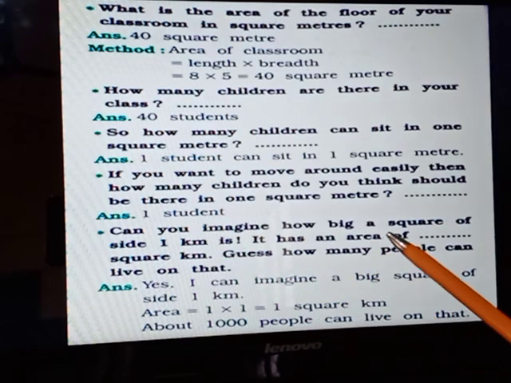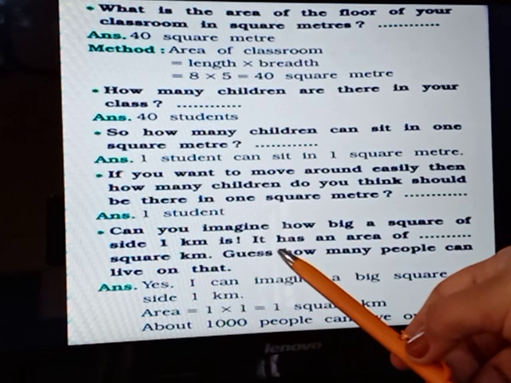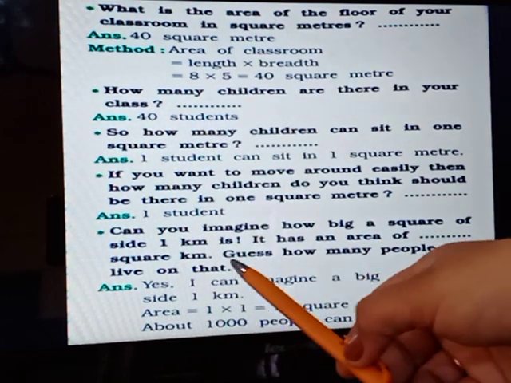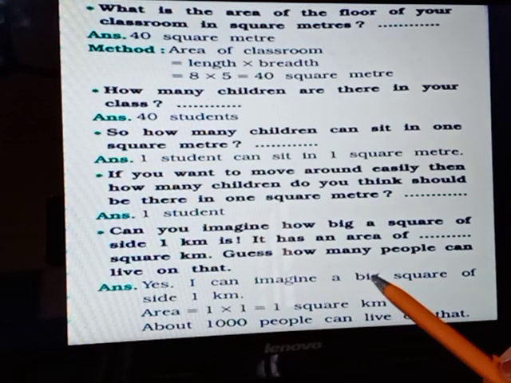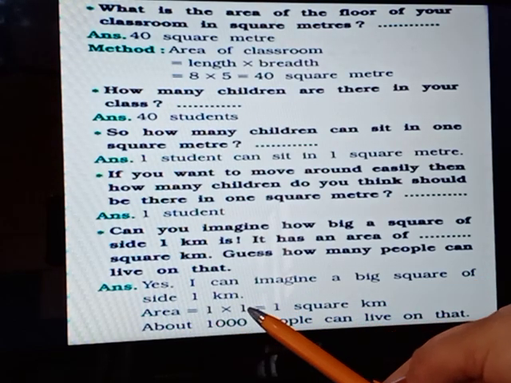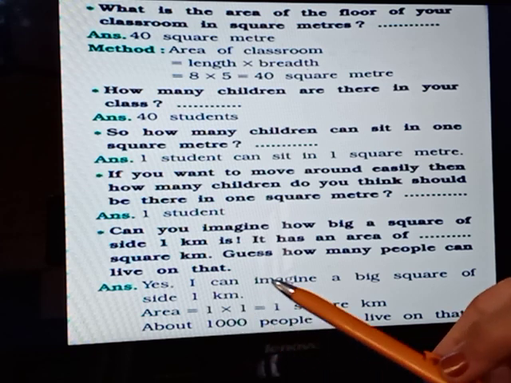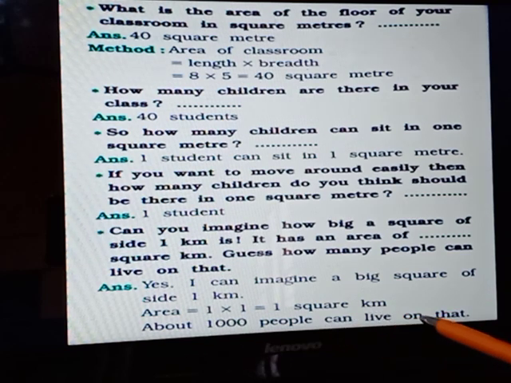Can you imagine how big a square of side 1 kilometer is? It has area of dash square kilometer. Guess how many people can live on that? Answer: yes, I can imagine a big square of side 1 kilometer. Area of 1 kilometer will be 1 into 1 because length multiplied by width. So 1 into 1, 1 square kilometer. About 1000 people can live on that. In 1 square kilometer, 1000 people can live, right?